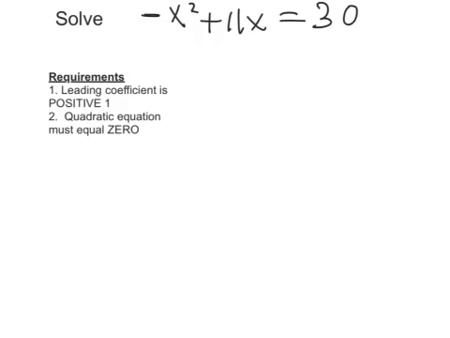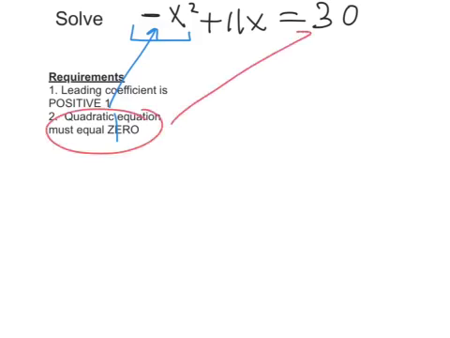All right, our next example is negative x squared plus 11x is equal to 30. As we look at our requirements right now, we can see that we don't meet any of them. Our leading coefficient is not a positive 1. It's actually written as a negative 1. And is our equation equal to 0? It's not. It's equal to 30. So we have to rewrite this, and there are multiple ways that we could rewrite it. With this one, I want to keep the x squared positive.